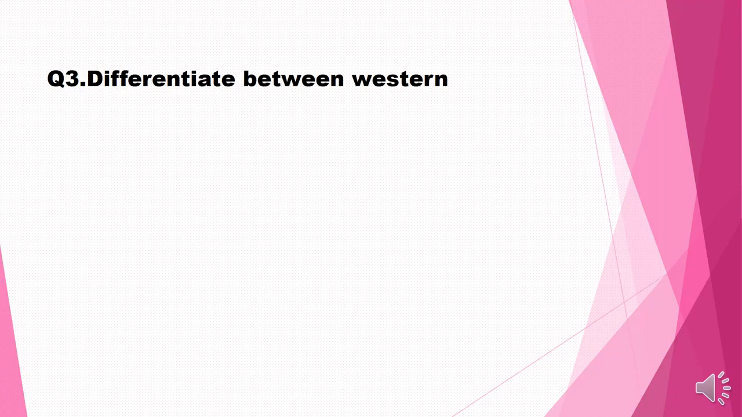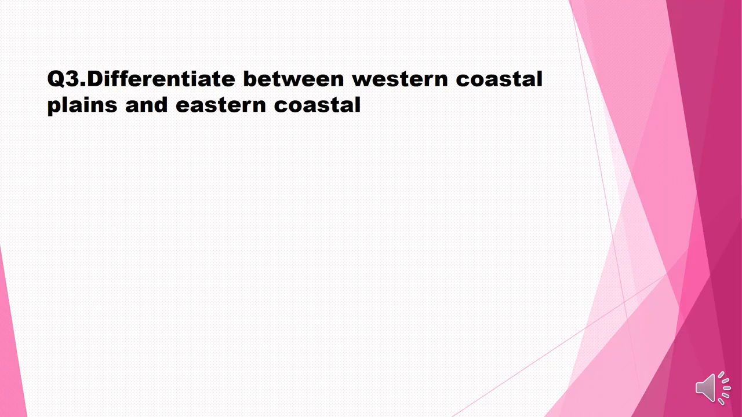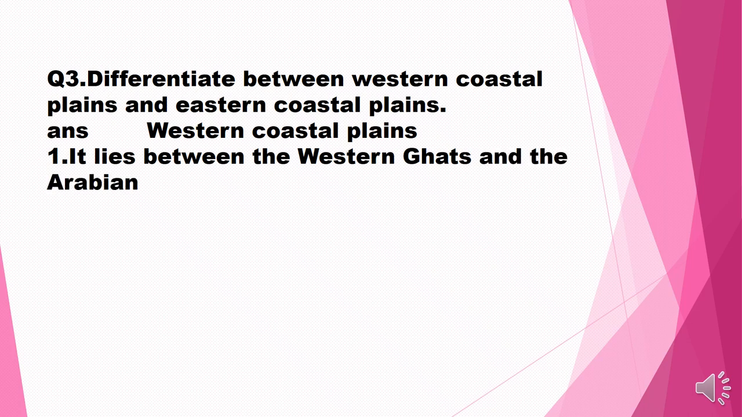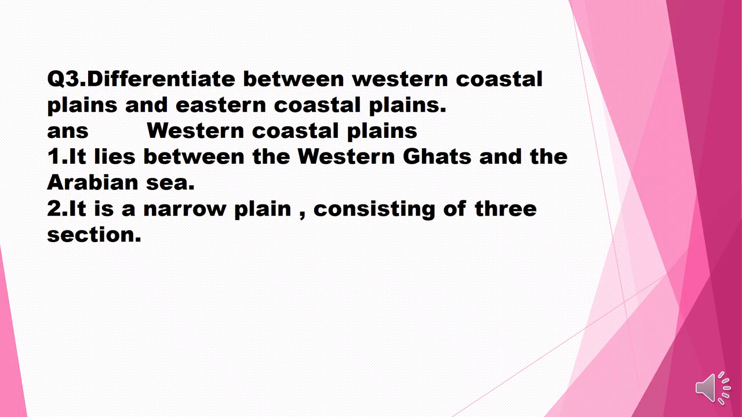And question number third: differentiate between western coastal plain and eastern coastal plain. The answer is, western coastal plain. First point, it lies between the Western Ghat and the Arabian Sea. Second, it is a narrow plain consisting of three sections.